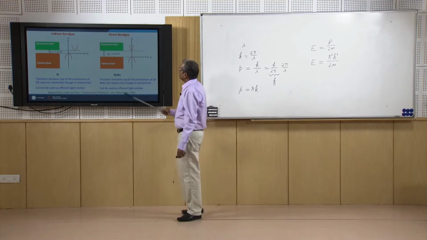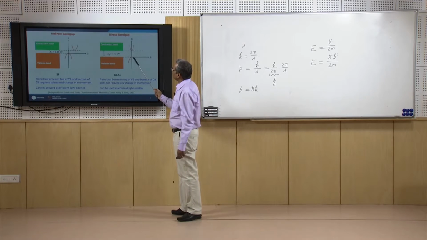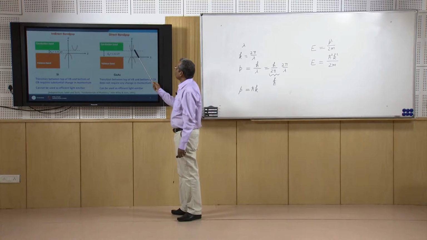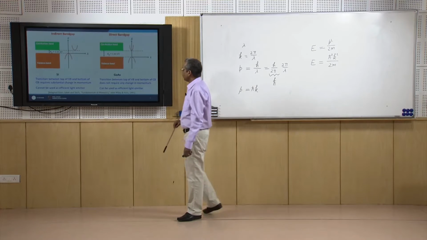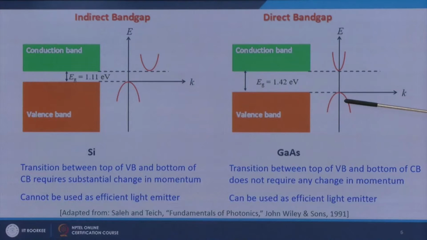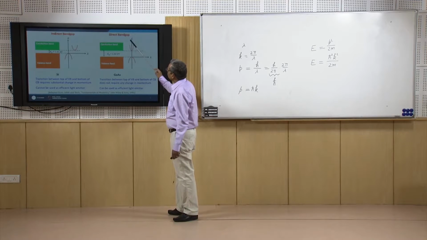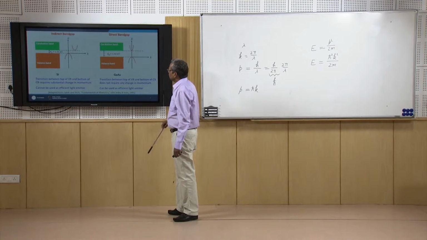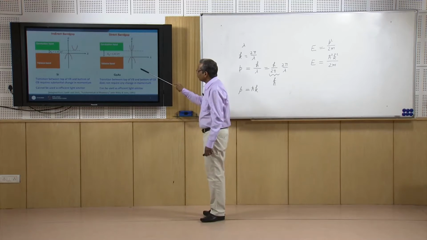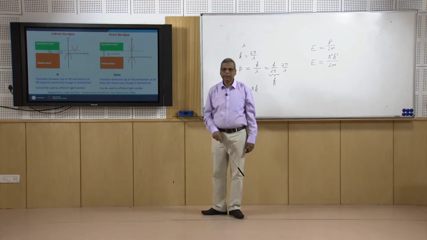However, for semiconductor materials whose top of the valence band and bottom of the conduction band have the same value of k, the transition between them is direct. This transition does not involve any change in momentum or involvement of a phonon. Then these kinds of materials are known as direct band gap semiconductors. An example of this is gallium arsenide, whose band gap is 1.42 electron volt, and these kinds of materials can be used as efficient light emitters.